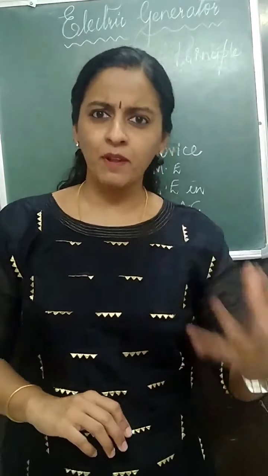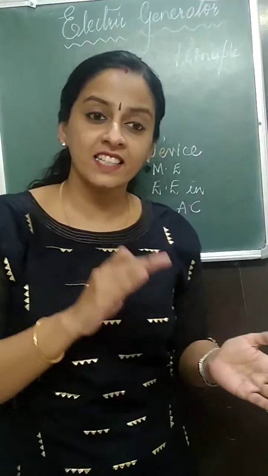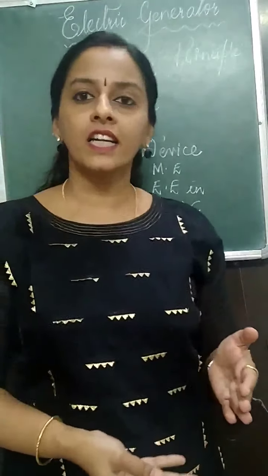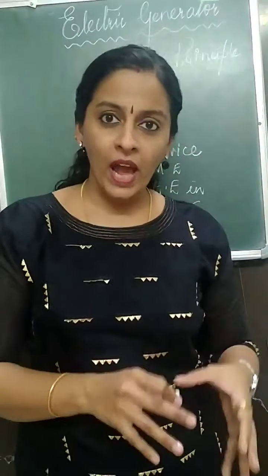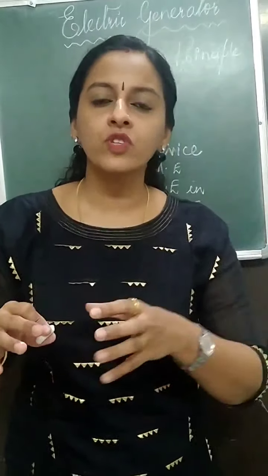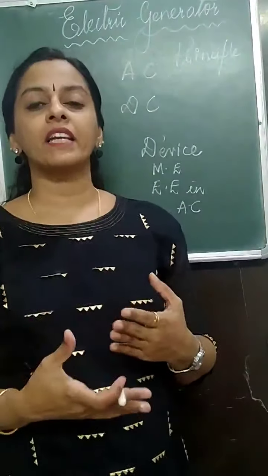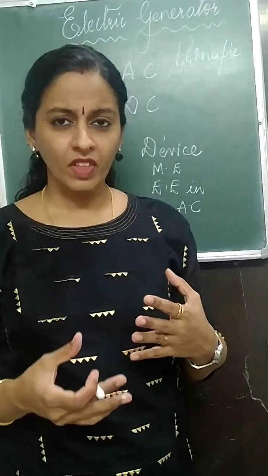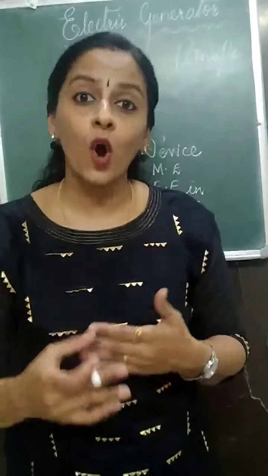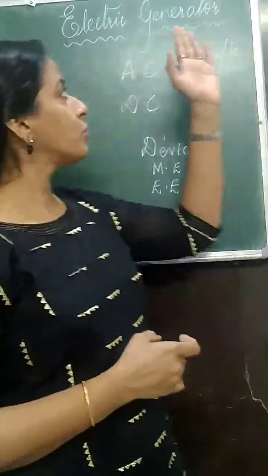Electromagnetic induction in a simple way is that electric current is induced in a current carrying coil when the coil moves or the magnet moves, when there is a change in the magnetic field. In most cases, we keep the magnet stationary and we make the coil move. Same thing we are going to do in the working of an electric generator. Okay, so let us learn it.